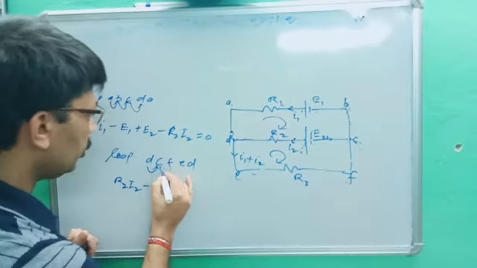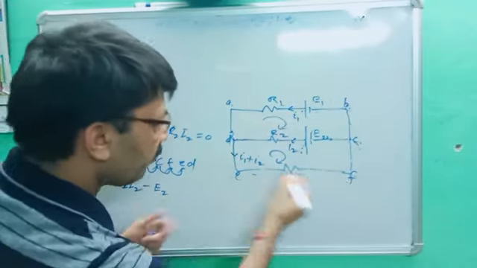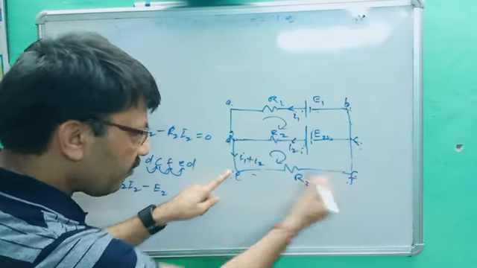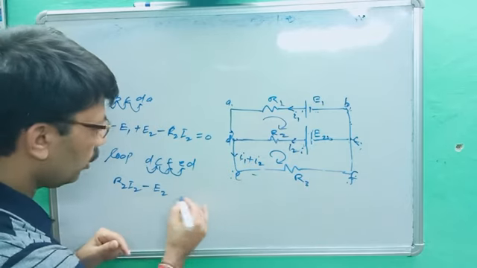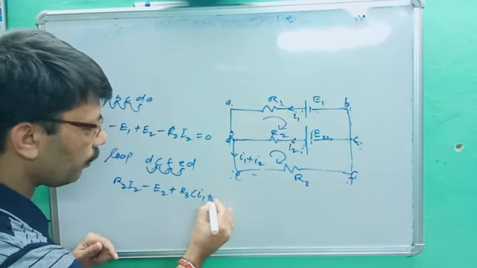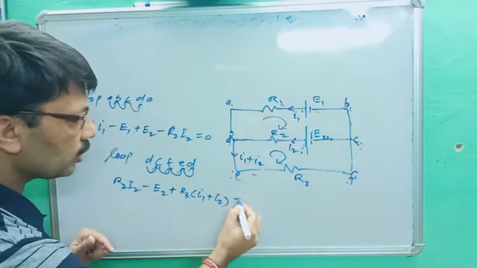Then C to F is nothing. Then F to E. Current is moving from E to F, but you are moving from F to E. It means it will be positive. So it will be plus R3 multiplied by total current I1 plus I2, and then E to D is nothing. It means it is equal to 0.